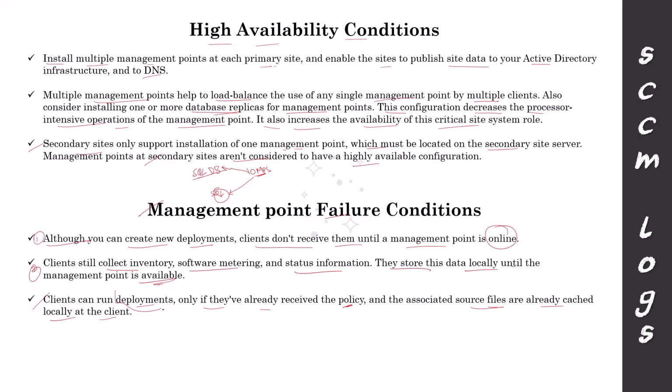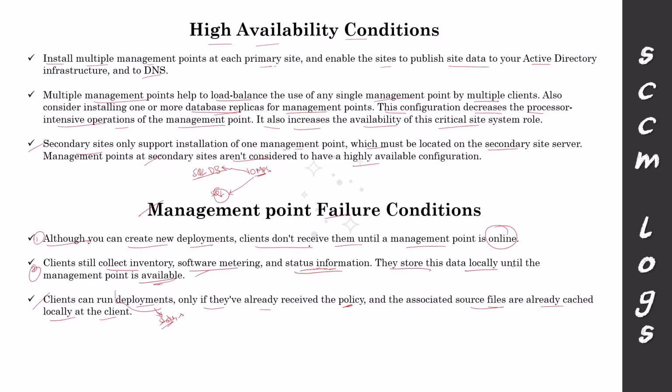After the deployments complete, successfully or failed, there will be status messages, correct? So it needs to send the status message to the MP. But it won't send the status message because the MP is offline. Whenever the MP is online, only then will it send the status messages. Like the point above, it collects the status message information, stores it locally, and whenever the MP is available, it sends that data to the MP.